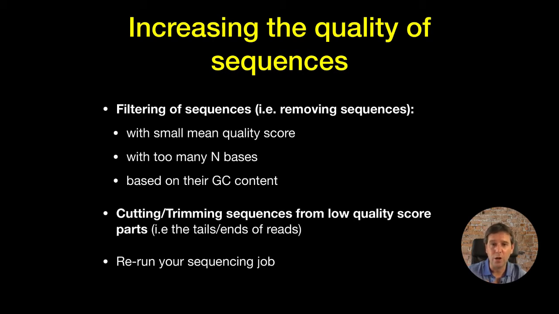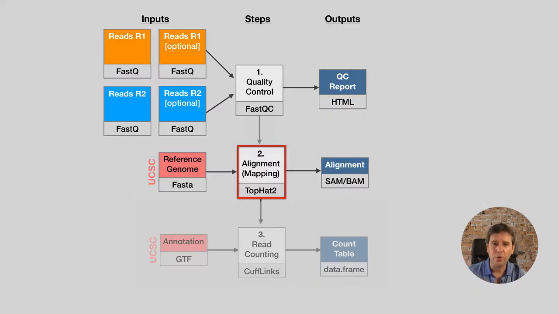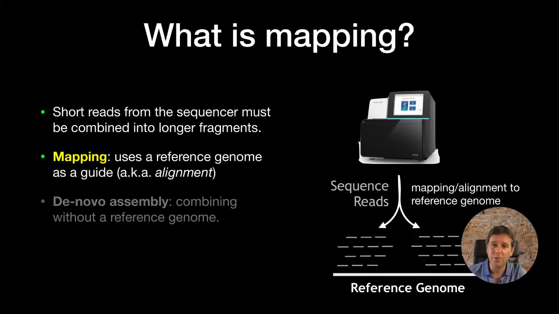So we're going to go on to our next step in our workflow. This is alignment or mapping of these reads back to our reference genome. So mapping, as we've said, uses a reference genome as a guide. Otherwise, we can think of it as alignment. We're going to align these reads back to our reference genome.